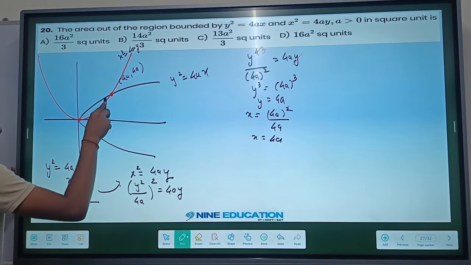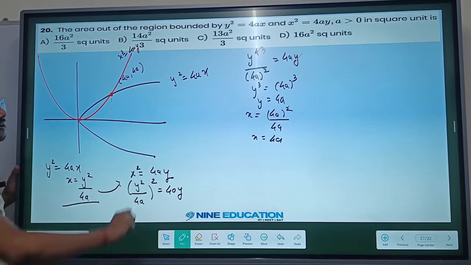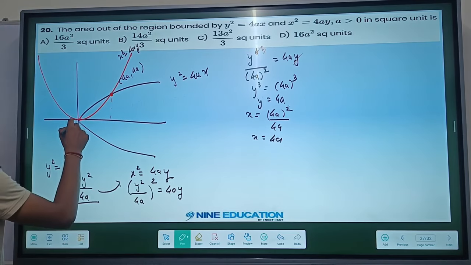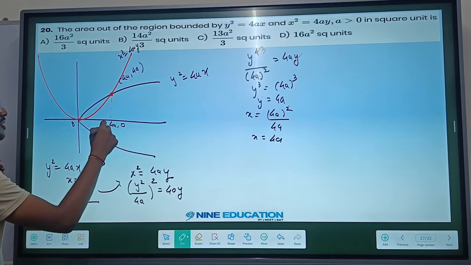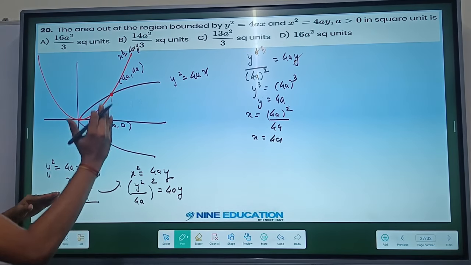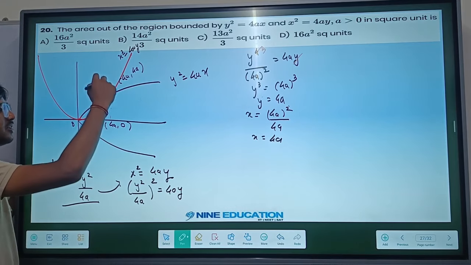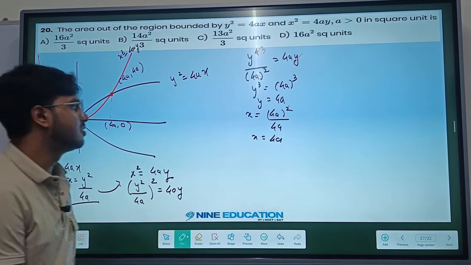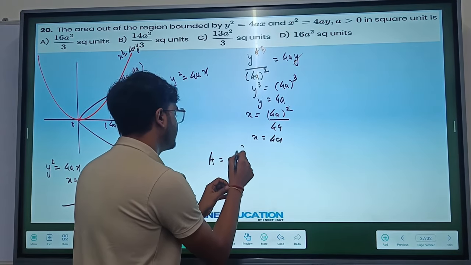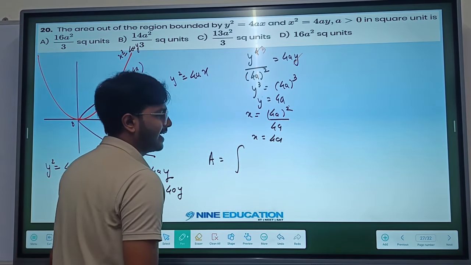So what will I do? I'll find the area of y square equal to 4ax, from 0 to 4a. To find area, what will I do? Bigger curve minus smaller curve. What is the bigger curve? Y square equal to 4ax. What is the smaller curve? This x square equal to 4ay.